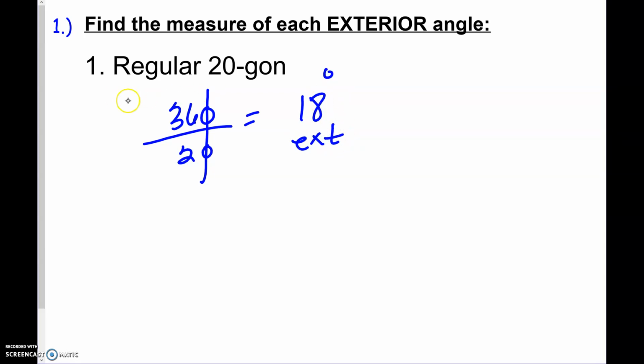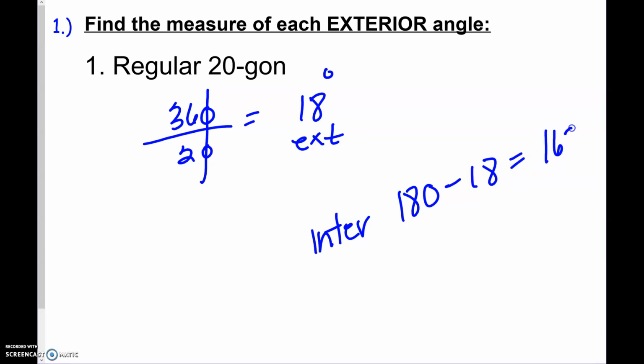And because it's regular, do we know what the interior angle is? Remember, the exterior forms a supplementary or a linear pair. So we can take 180 minus 18 and get that. So 180 minus 18. And so each interior angle would be 162 degrees.